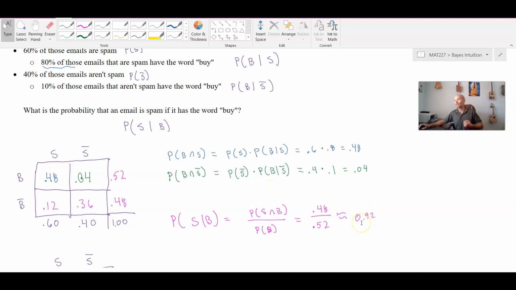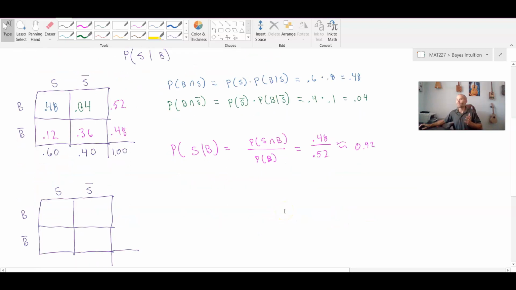So in translation, we can say that if an email does have the word buy in it, we can be pretty close to 100% certain that it is spam. So now what we want to do is we're going to construct Bayes' theorem. And Bayes' theorem basically does just what the table does. Now, I encourage you to construct the table because that's going to be much more intuitive oftentimes, but it's important to also be familiar of where this comes from.